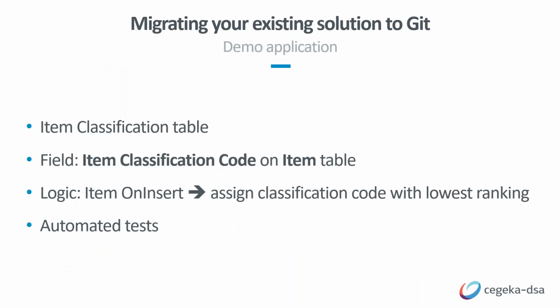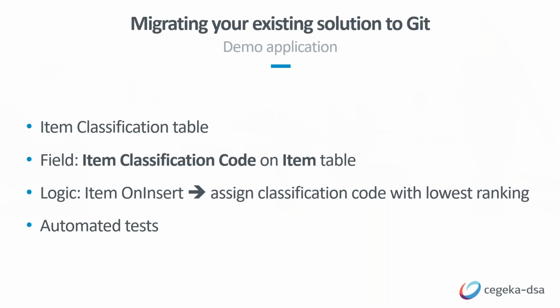In order to demonstrate this scenario, I've created some kind of demo application. It's not about the application, but just to demonstrate it. It's the well-known item classification table with a code description and the ranking.